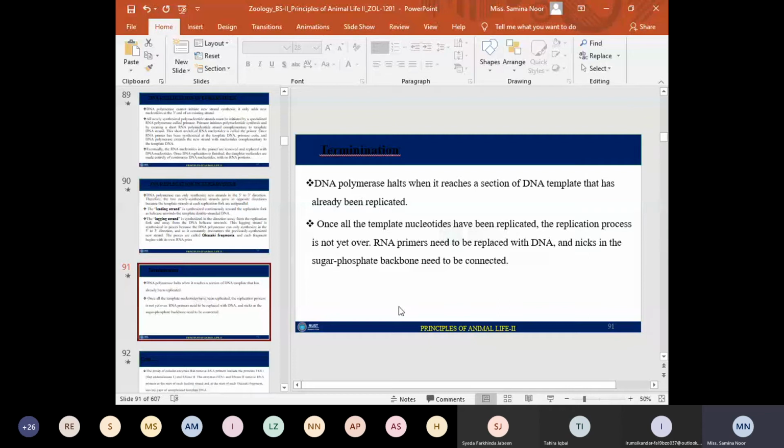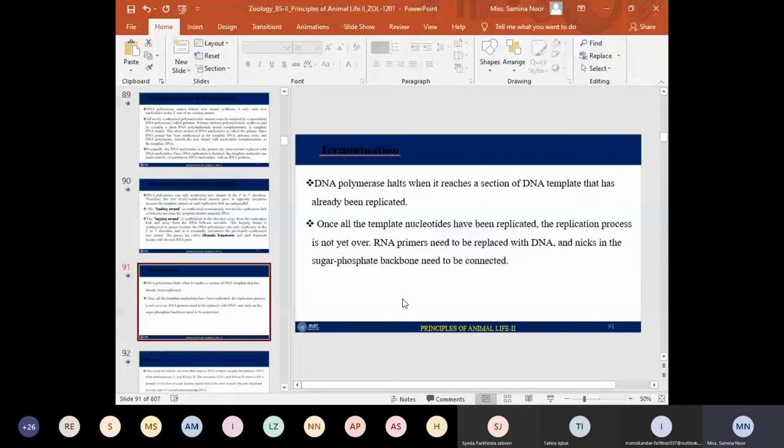Once all the template nucleotides have been replicated, the replication process is still not yet over. At the end, the RNA primers need to be replaced with DNA. As I have discussed earlier, at the completion of DNA replication, a complete DNA molecule consists entirely of DNA, and it doesn't contain any RNA or primer. So at the termination phase, the RNA primers need to be replaced with DNA, and the sugar phosphate backbone needs to be connected.